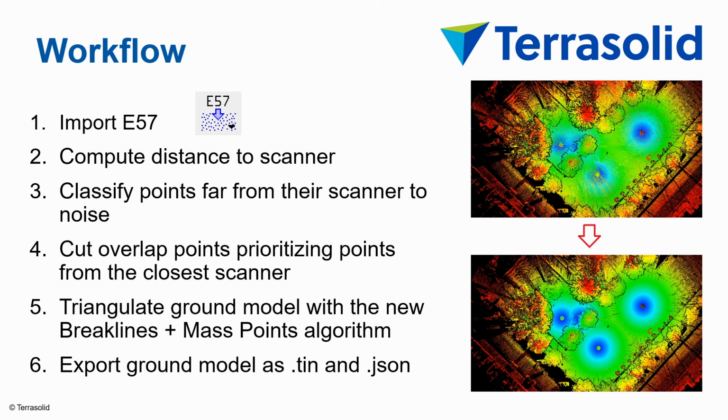I'll start by importing the survey data in E57 format to TerraScan. Then I process the point cloud by deleting distant and overlap points. Then I classify ground points from the scans and use TerraModeler to triangulate a ground surface model out of the ground points. At the end, I export the ground model as triangulated irregular network and JSON files.